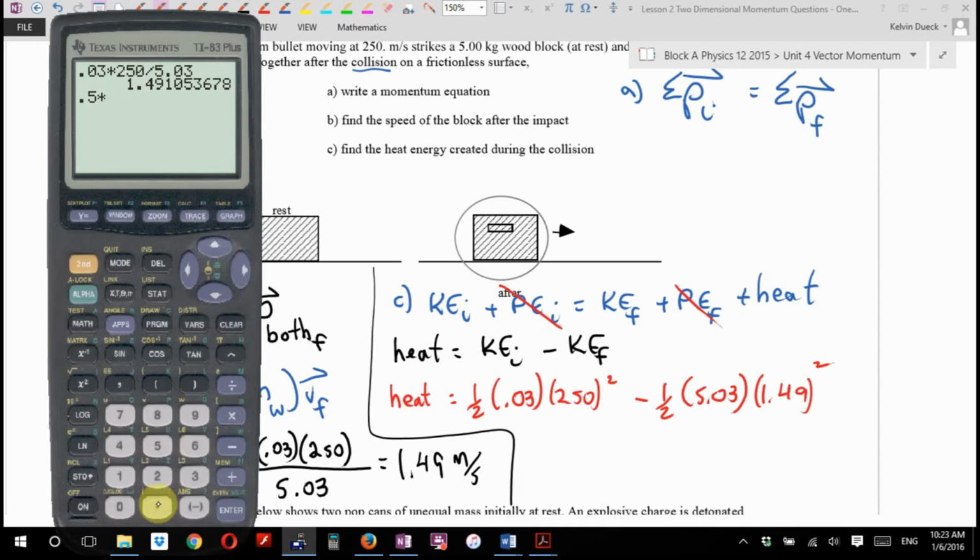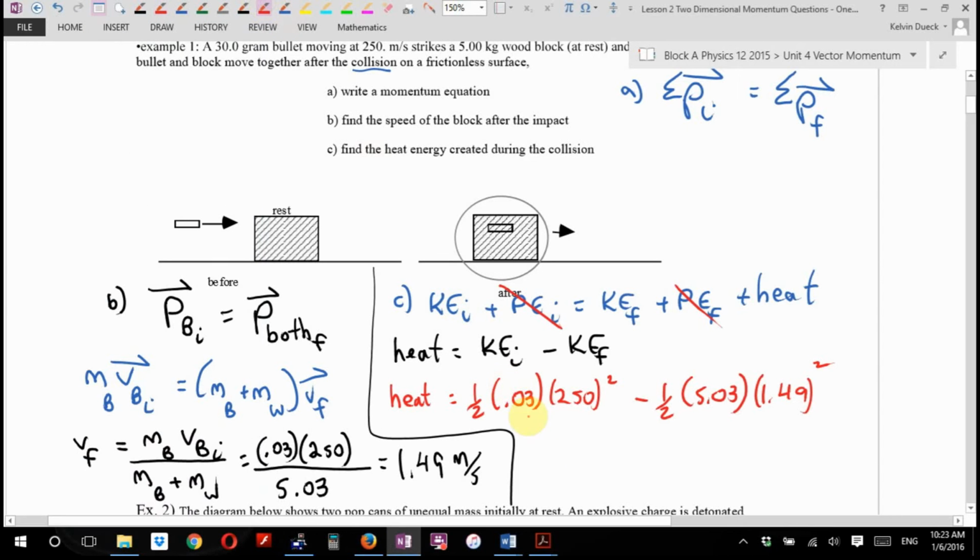0.5 times 0.03 times 250 squared minus 0.5 times 5.03 times, answer button, squared. Did I type that in right? Sure. Looks like 932 joules of heat. Is that okay?